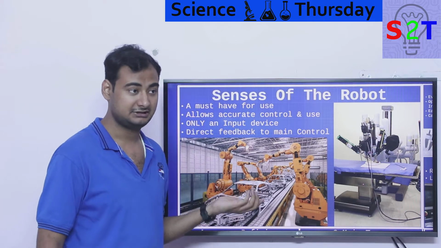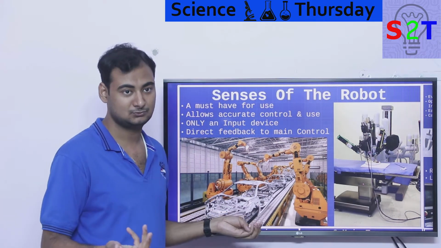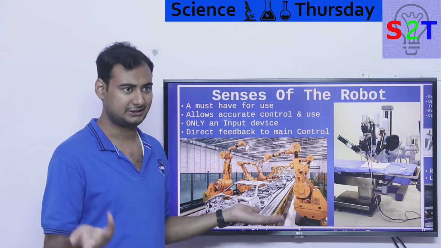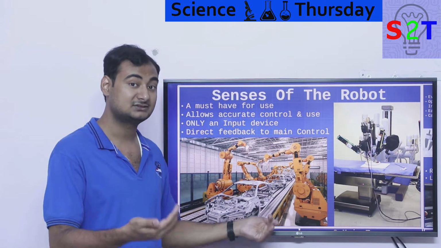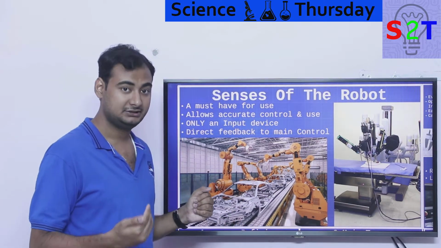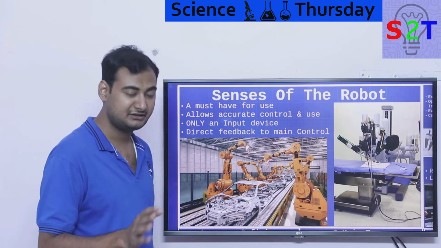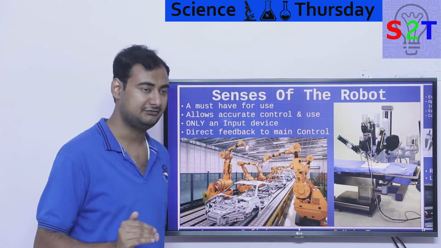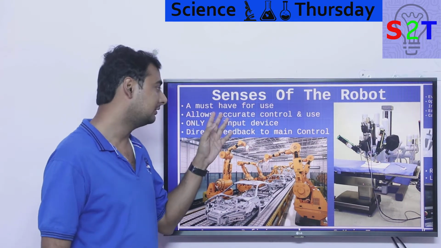Now robots do not know that. You can simply send it a command, hey, spin this motor. It does not know what's happening. It's just like, okay, I got a command, I'm going to spin the motor. It has no feedback. To have that, you must have encoders, different types, different varieties, but you must have it. This allows accurate control and use.